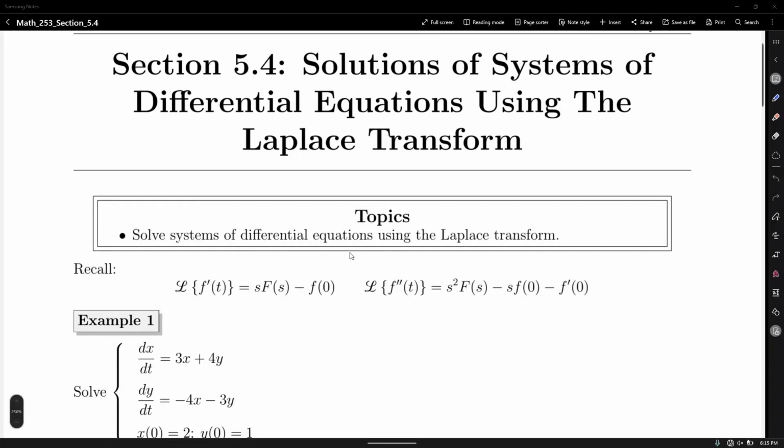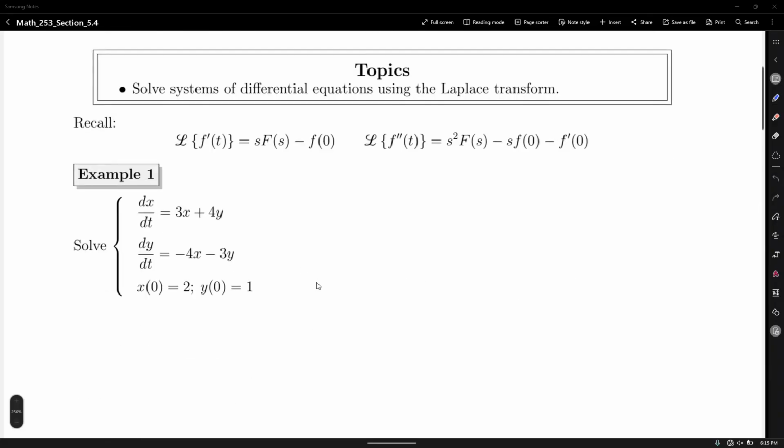The advantage of solving systems using the Laplace transform is that we can solve systems not just of order one, but order two and higher, which we didn't do with eigenvalues and eigenvectors. Eigenvalues and eigenvectors are only useful for now for first order systems of n differential equations. Okay, how do we do the Laplace transform for a system?